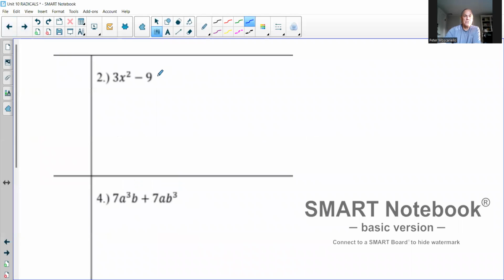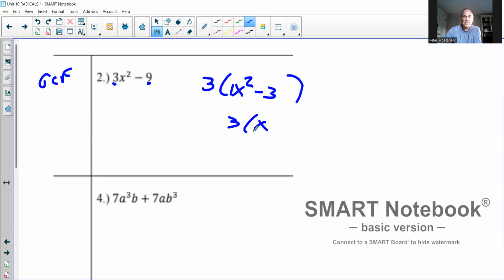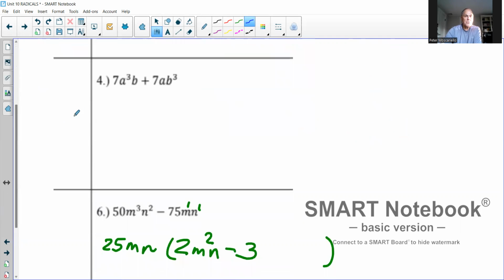Let's start here. The first couple were just GCF problems. What's the GCF for 3 and 9? 3. So 3 divided by 3 is 1. Still have the x squared. 9 divided by 3 is 3. So it's 3 times x squared minus 3. Remember, you can always distribute to check. Yep, 3x squared minus 9. Checkaroo.